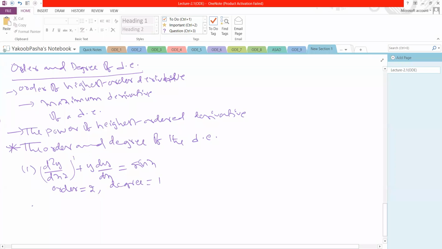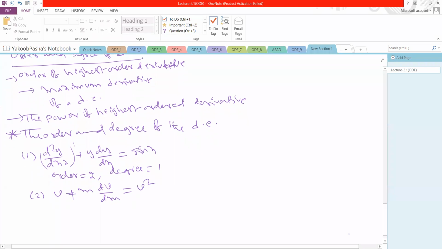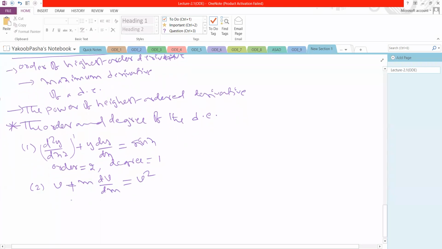And I am taking another example. V plus m into dv by dm is equal to v square. Here the maximum derivative is 1, and its power is also 1. So order is equal to 1, and also degree is equal to 1.